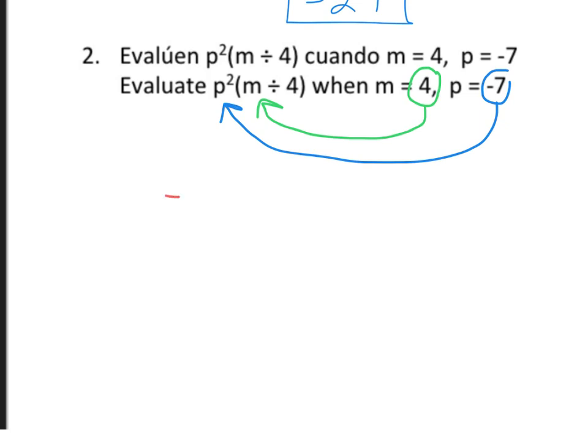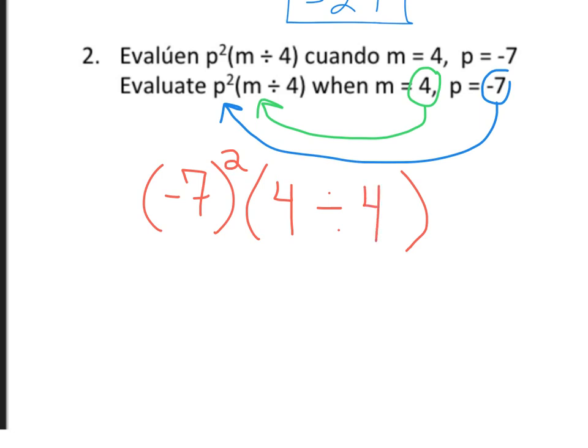P is -7. Don't forget your parentheses. You're squaring a negative number. It makes a difference. When in doubt, you can always put parentheses when you're substituting. 4 in for the m divided by 4.